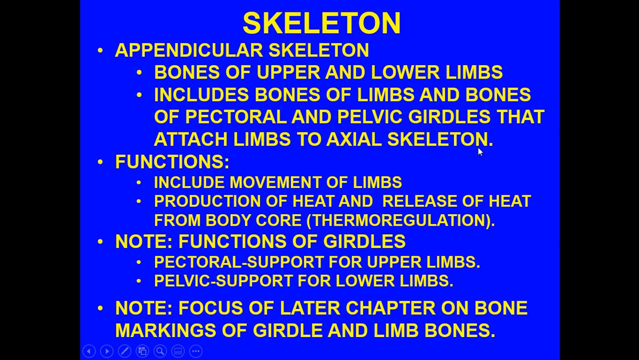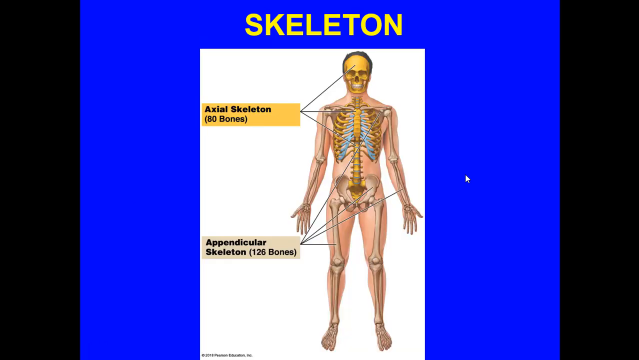In the girdles, you have both a pelvic girdle and a pectoral girdle. Pectoral is the support of the upper limbs. It is not as strong of an attachment to the axial skeleton. The pelvic, which actually has the coxal bones attaching directly to the axial skeleton, is much, much stronger in its attachment. We're going to focus on the bone markings of the girdle and limb bones later on in the chapter. Here, we talk about the skeleton.